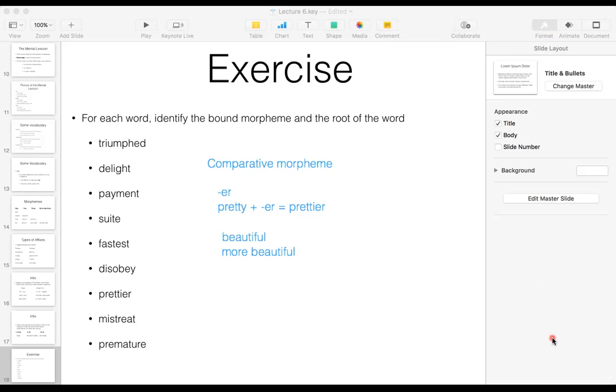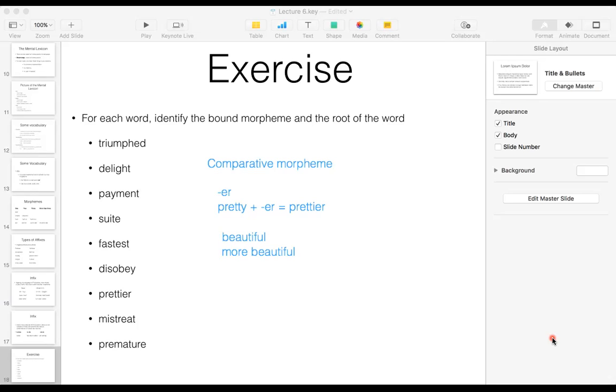Fastest. What's the root of the word? That one would be fast, and then the bound morpheme is the EST. Yep. Fast is the root of the word, and EST is the superlative marker in English. So you have fast, faster, fastest, right? Superlative. Disobey, very similar to payment, right? So you have dis and obey. Obey is the root of the word, and dis is the bound morpheme, right? Prettier, I think we talked about prettier. So pretty is the root of the word, and ER is the bound morpheme, prettier, as a comparative form.